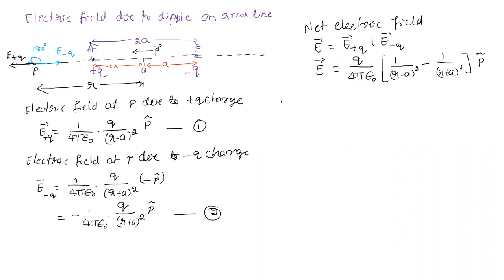If I want to simplify this, the electric field is given by Q divided by 4 pi epsilon naught. To simplify the denominator, I'll take the LCM. It will become (R square minus A square) whole square. Yes or no? And the numerator will become R square plus A square plus 2RA. I'm going to expand it.